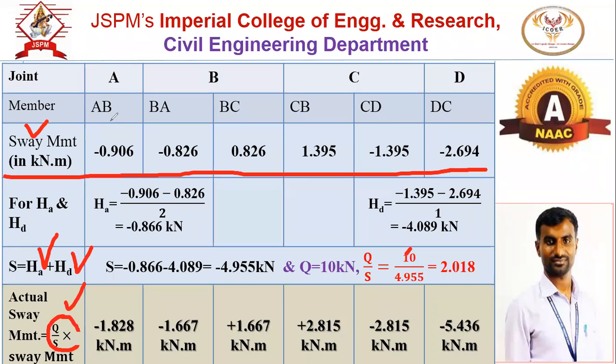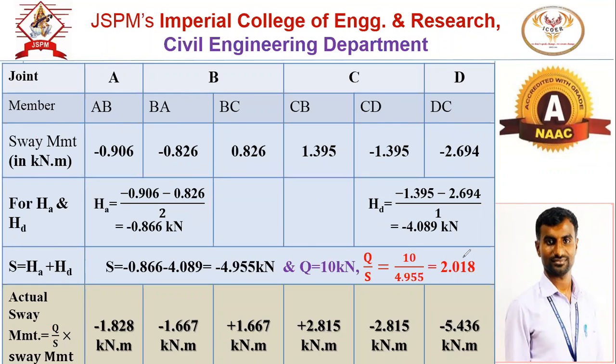HA is moment MAB plus MBA divided by the height of column AB. HD is the moment at C, that is MCD plus MDC divided by the height of column CD. So that you will get S. Once you get S, find the fraction Q by S and multiply this fraction to the sway moment to get the actual sway moment or the final moment.